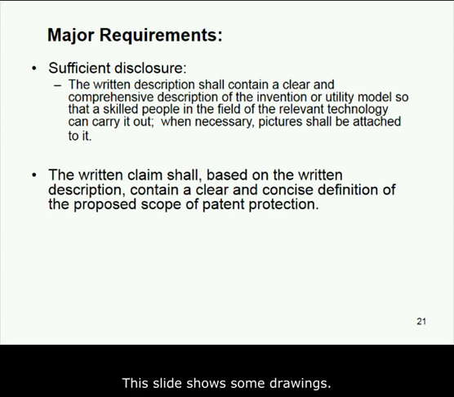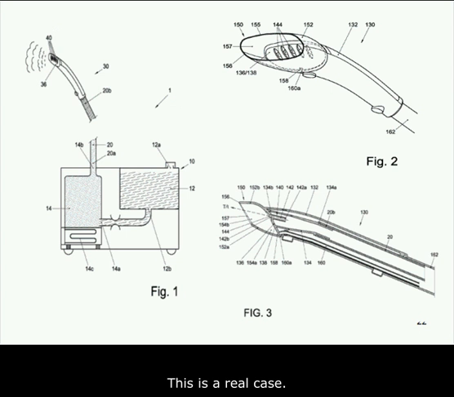This slide shows some drawings of an example of the utility model. Actually, this patent is filed. This is a real case. This case was filed by Philips, a Dutch company, and it's called Garment Steamer.